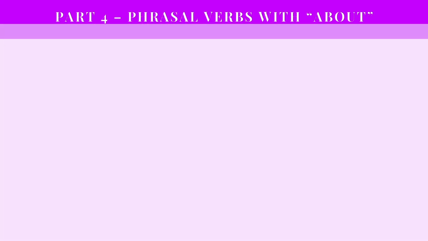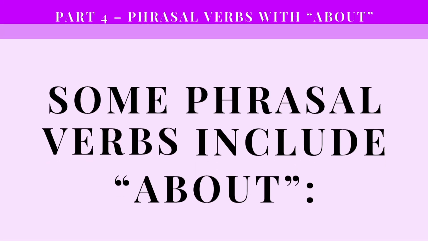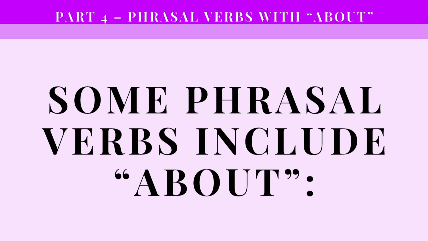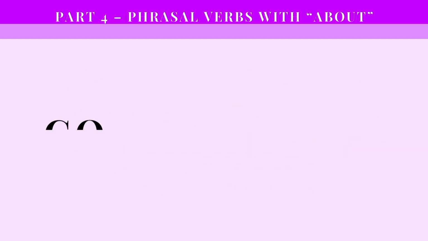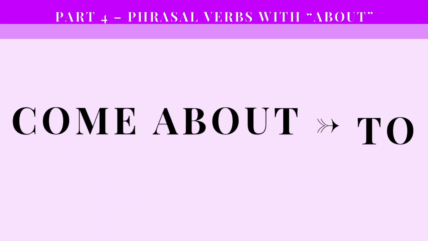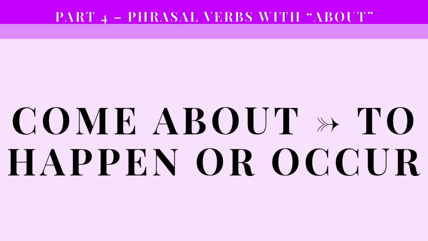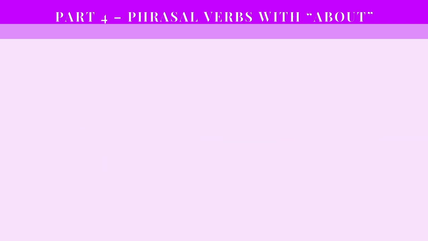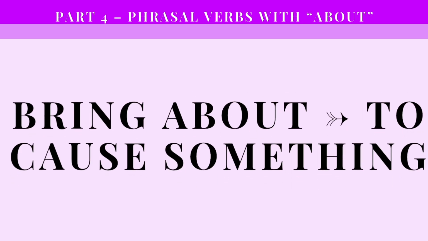Part 4. Phrasal verbs with about. Some phrasal verbs include about. Go about: to begin or handle something. Come about: to happen or occur. Bring about: to cause something.